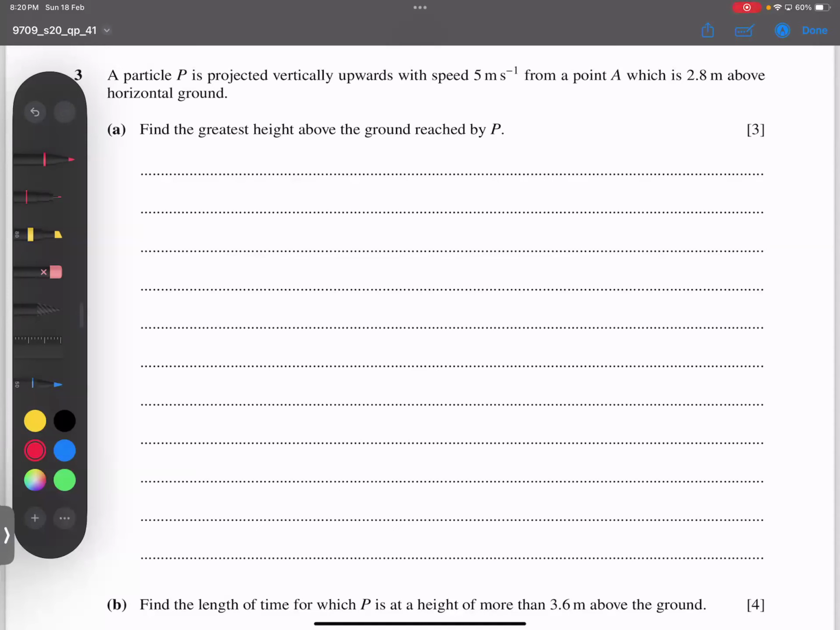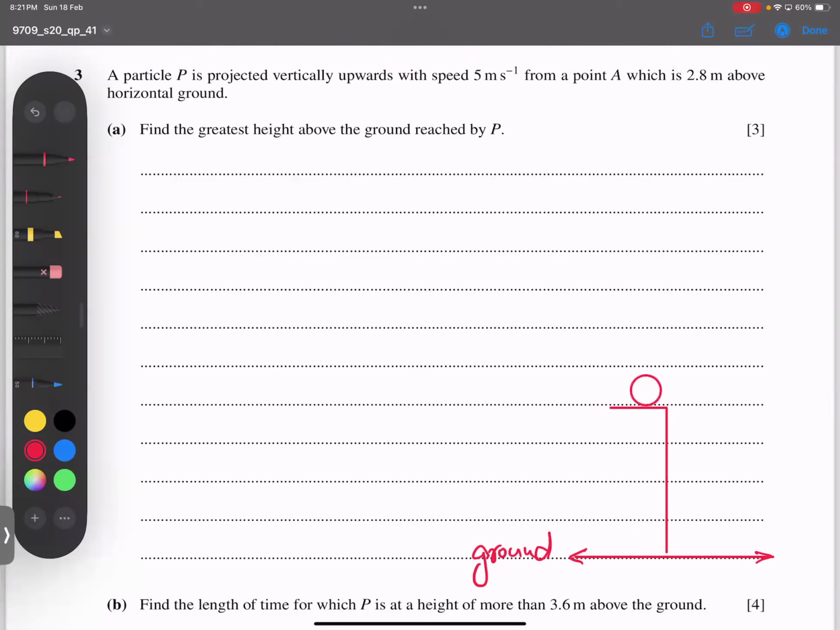This is a question from June 2020, variant 41. A particle P is thrown upward with a speed of 5 from point A, which is 2.8 meters above the ground. Many students don't make a diagram. That is why they get issues. So look at the way I do this question. This is the ground level. I said before, with these kinds of questions always make a rough idea and then try.